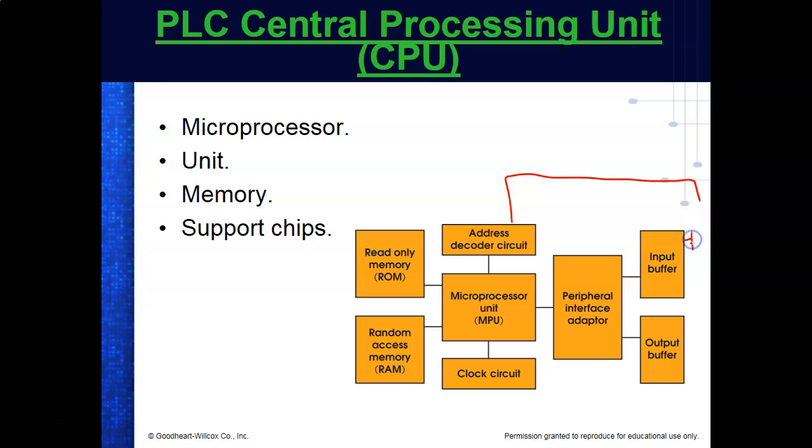So what we would do is we'll have a port right here, and then each port would have an address. And then the address decoder would actually select the actual port that connects to the buffer.